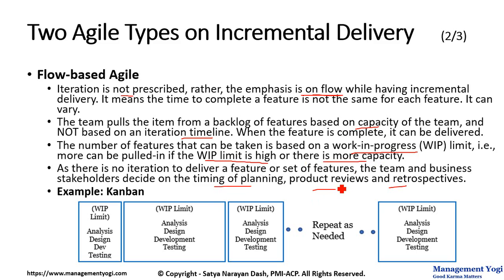An example of flow-based Agile is Kanban, and flow-based Agile is shown in the diagram below. Here, delivery of features happens as and when it is possible. So the boxes that you are seeing have no limit with respect to time box and the size is varying. And there is a work in progress limit on top of every box, which shows the team's capacity to take on the work items.